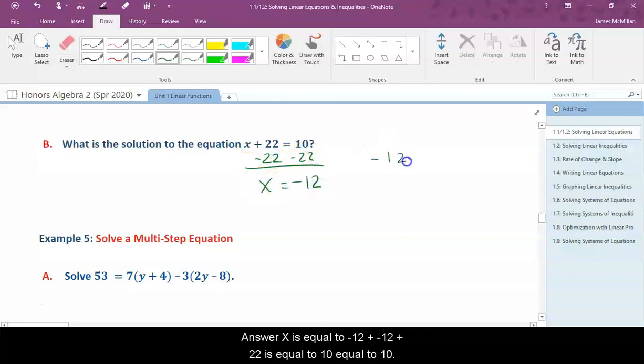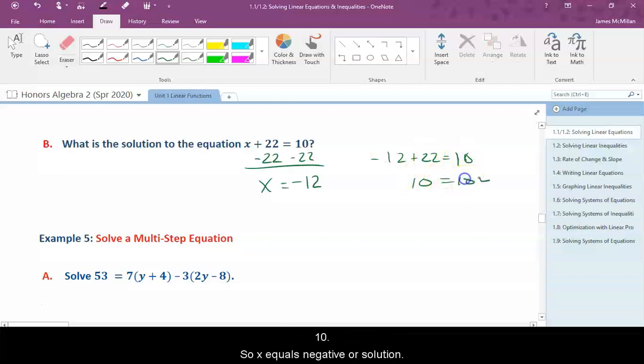And we check our answer. Negative 12 plus 22 is equal to 10. So negative 12 plus 22 is 10. 10 does equal 10. So x equals negative 12 is our solution.